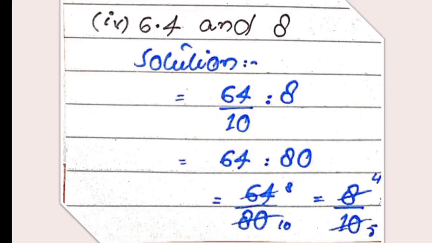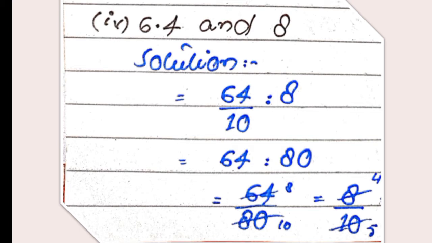Now part 4 is 6.4 and 8. We need to find the ratio of 6.4 and 8. First we need to convert this 6.4, which is a decimal number right now, into a fraction first. Okay, so there is 6.4, there's one digit after the point, so we can add 10 in the denominator. Okay, this is a trick. That's why I've written 64 by 10 in the place of 6.4.